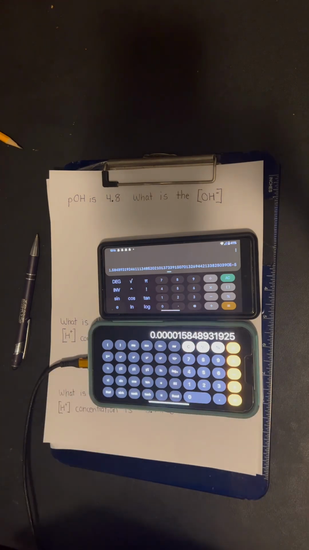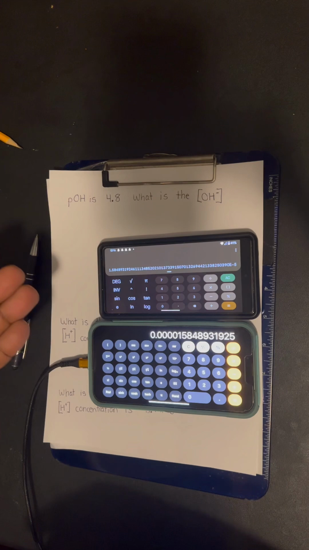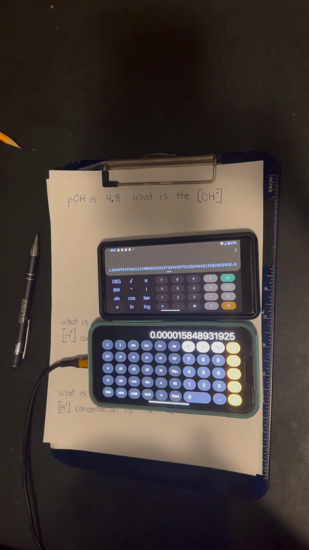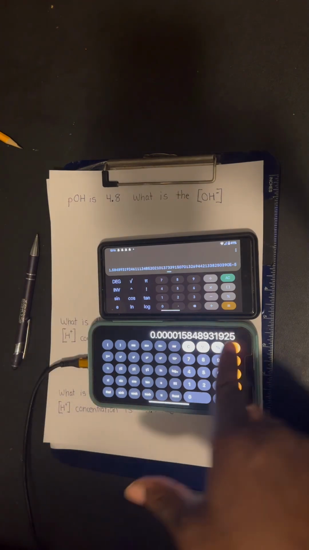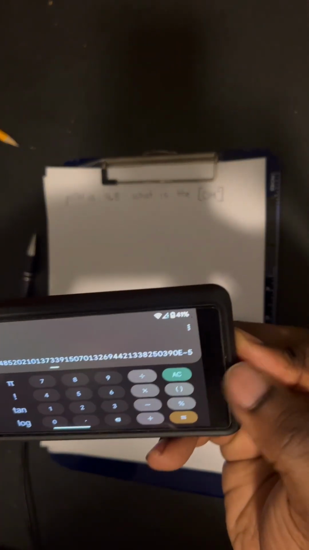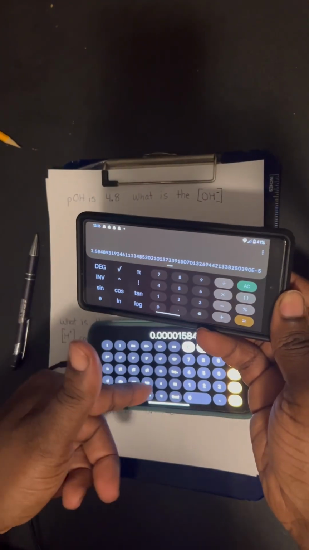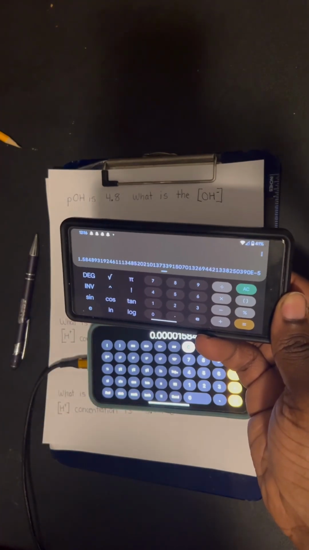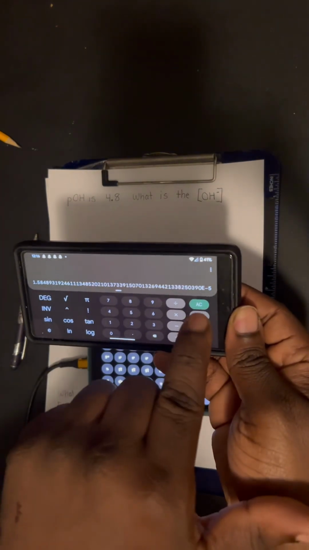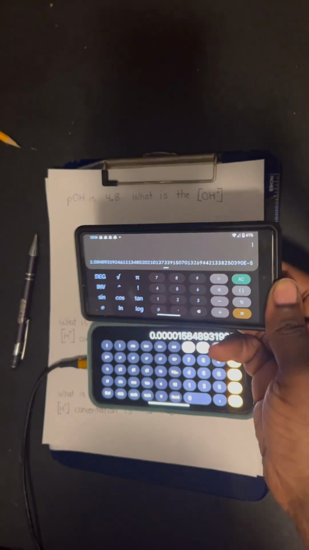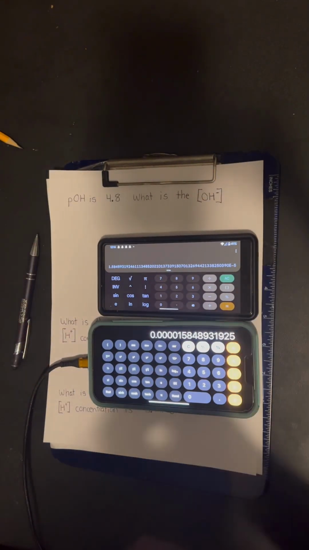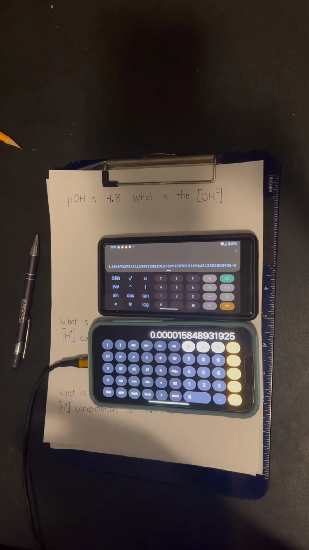So the only difference is on the Android calculator, they gave us the actual answer without us having to move any decimals. If you notice at the end, it has the E -5. So that's the same as when I move the decimal, 1.58 times 10 to the negative 5th power. So that's how you calculate the hydroxide concentration from the pOH in this situation.